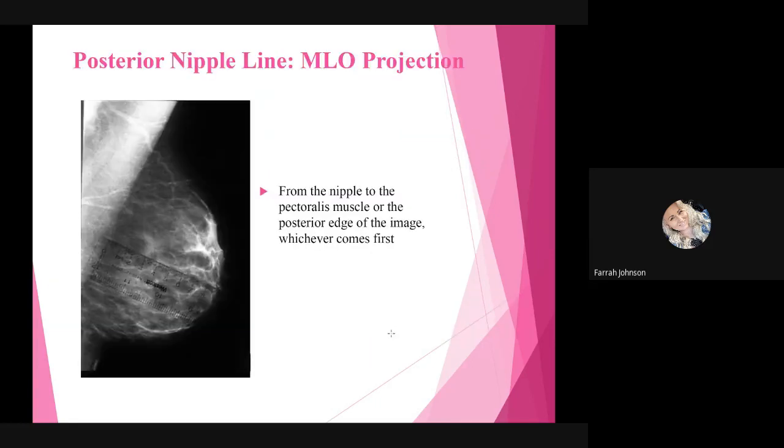Okay, so the posterior nipple line on your MLO projection. Once again, from the nipple to the pectoralis muscle or the posterior edge of the image, whichever comes first. Meaning that if you draw a line directly posterior from your nipple, it should intersect muscle. If it doesn't, you want to go ahead and repeat that image and try to pull in more of their breast tissue.